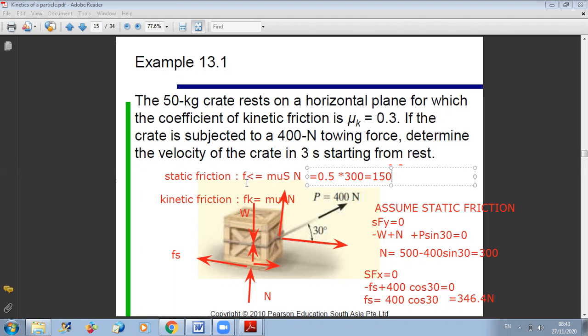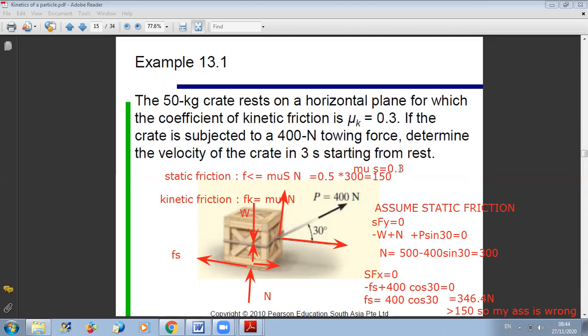Because the maximum value of the static friction is 150, while I obtained here that the static friction should be 346.4 to avoid motion. So I can conclude, since it's higher than 150, that my assumption is wrong, and I will have motion. So the block moves. Why 0.5? Anna, I gave you mu s. Sorry, here it is 0.5.